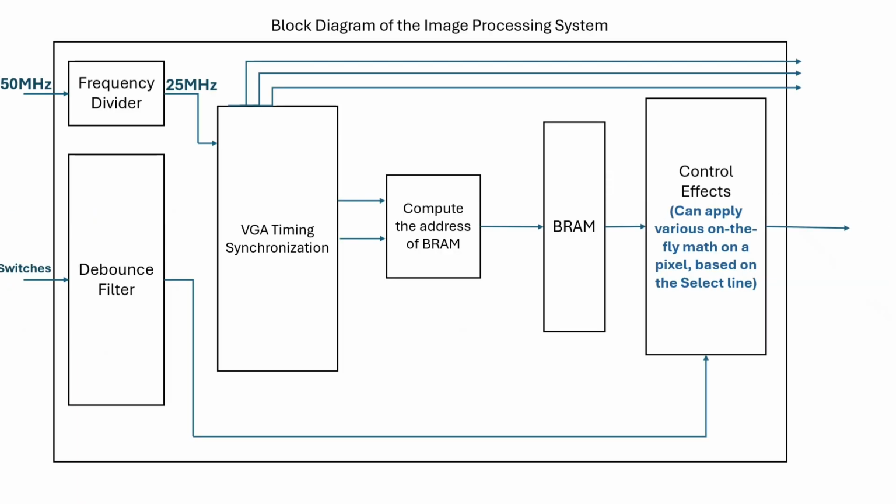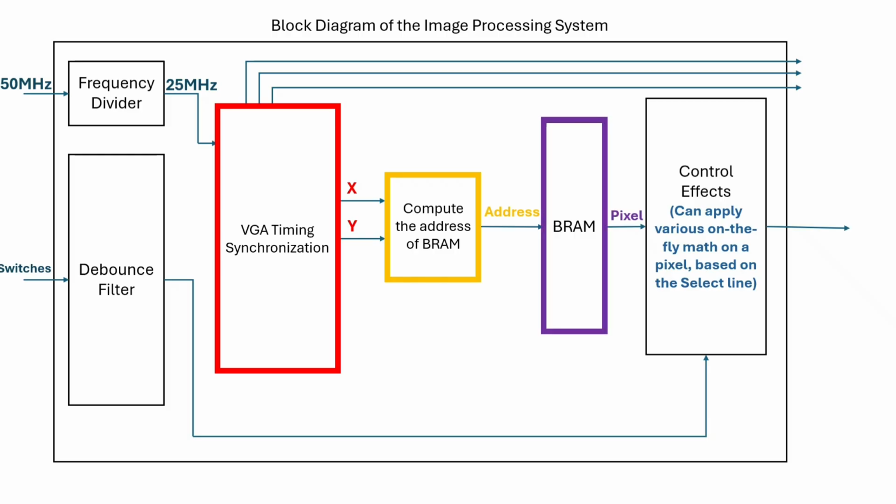Once the image is stored, a VGA timing generator moves across the screen pixel by pixel, creating X and Y coordinates. A read module then turns those coordinates into one long address, so the FPGA can fetch the exact pixel from memory. That pixel goes into a control multiplexer, where simple hardware logic applies effects in real time. For example, if you average the red, green, and blue values, the FPGA instantly creates a grayscale image for you.